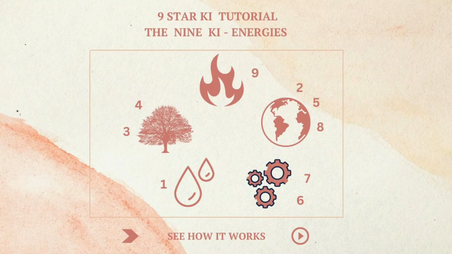In order to really understand the way 9 Star Ki Astrology works, we need to comprehend the 9 principal energies that form the basis of your astrological chart. And the information given in this video refers to each one of them and has been divided as follows.